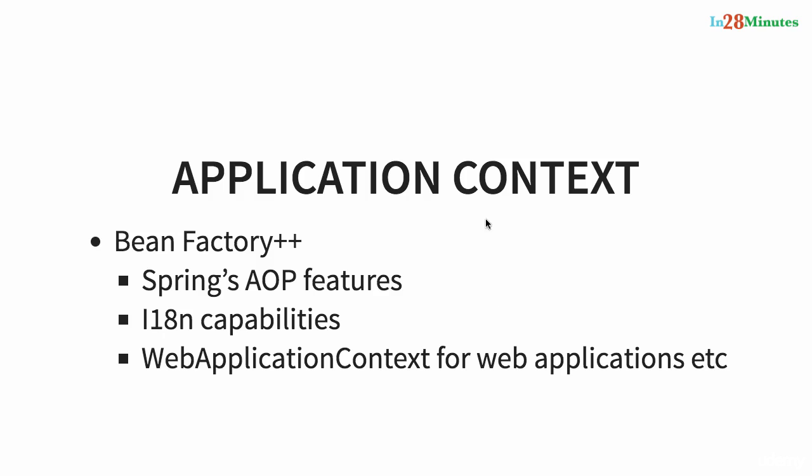Spring recommends to use application context in all the situations except when memory is at a premium. So let's say you have a device, an IoT device or something, where the amount of memory that is present on the device is very, very less. In those kind of situations, you can go for a bean factory. But in all typical enterprise application scenarios, you can go with an application context.